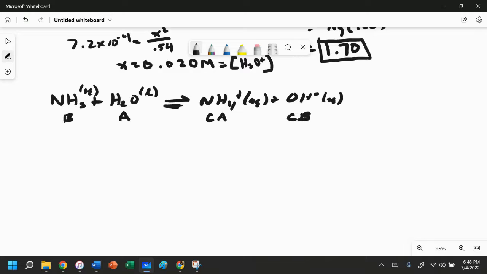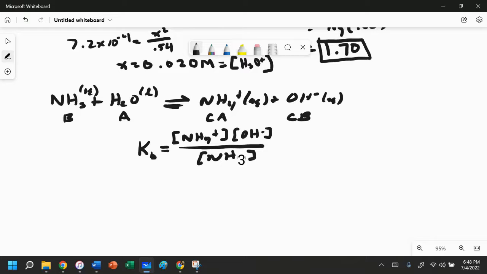So how can we figure out what extent it does happen to? Well, we can use a Kb value, an equilibrium constant for a base. So since this is a base, we call it Kb, the equilibrium expression. And again, it's just like the acid one. It's our products over our reactants. So the concentration of ammonium times the concentration of hydroxide divided by the concentration of our original base. And so this is our equilibrium expression.